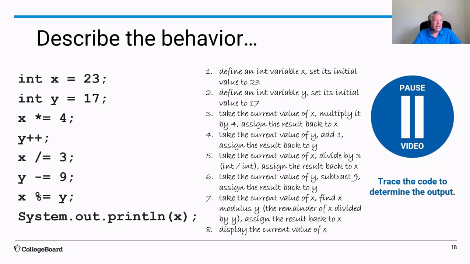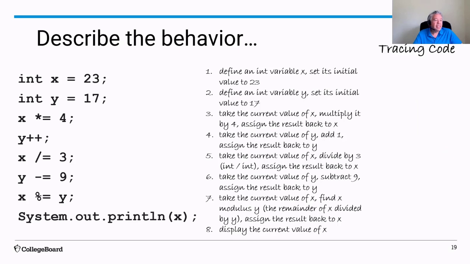Okay, welcome back again. So let's trace this thing through and see what happens. In the very first line, we defined an int variable x and we set its initial value to 23. In the second line, we define an int variable y and we set its initial value to 17. We take the current value of x, multiply it by 4 to get 92, and assign the result back to x.